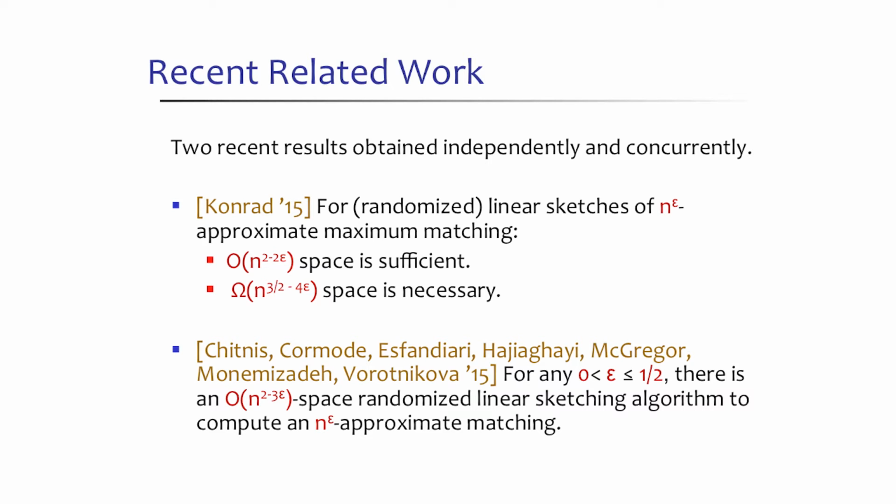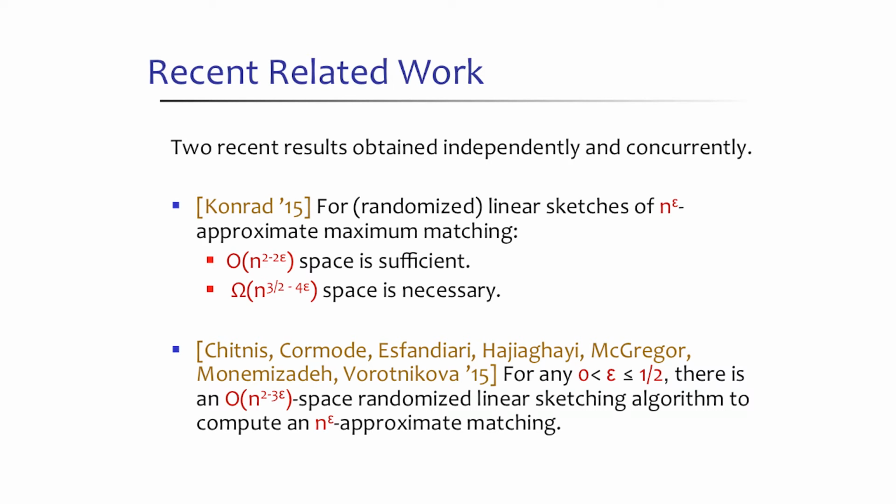So until recently, not much was known, and then suddenly, I think several groups simultaneously made progress on this particular problem. Independently and concurrently of our work, there are two other sets of results of similar flavor. The first one is by Conrad, who looked at the same problem and showed on the upper bound front that if you want an n to the epsilon approximation, then n to the 2 minus 2 epsilon space suffices. So this is somewhat weaker than the bound that we obtained. And Conrad also shows a lower bound, which is n to the 3/2 minus 4 epsilon, also weaker, but the result is in a similar flavor to what we are showing here.